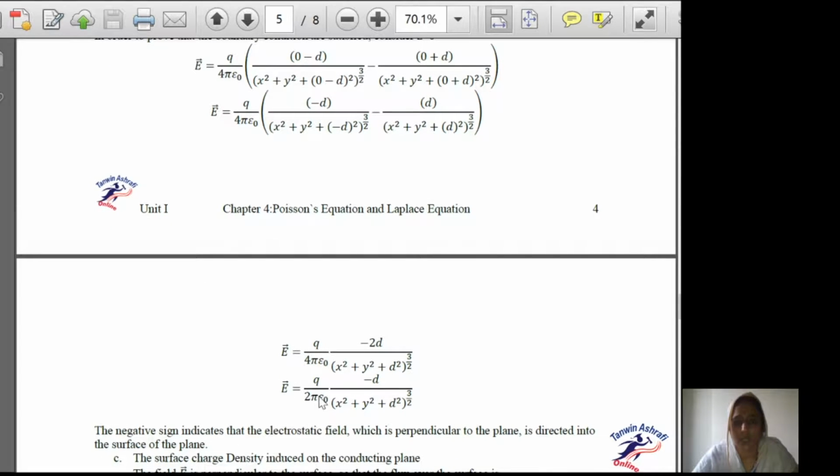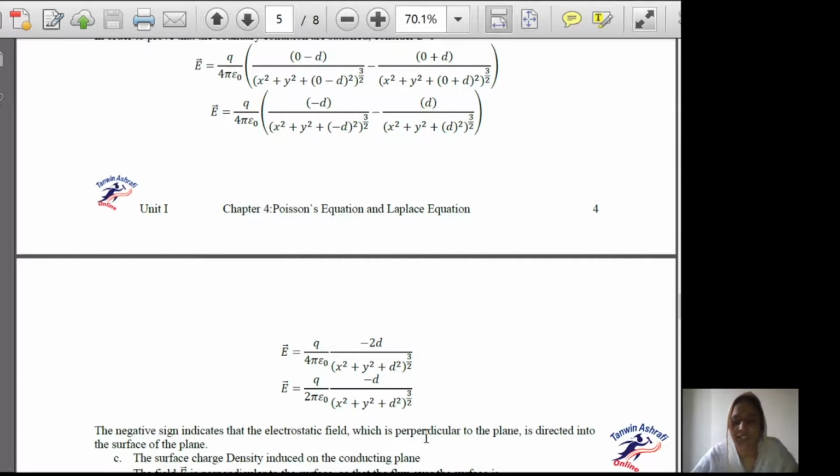Q 1 upon 2 pi epsilon naught, minus d divided by (x square plus y square plus d square) raised to 3 by 2. Now the negative sign indicates that the electrostatic field, which is perpendicular to the plane, is directed into the surface of the plane, into the xy plane, into the conducting plane.